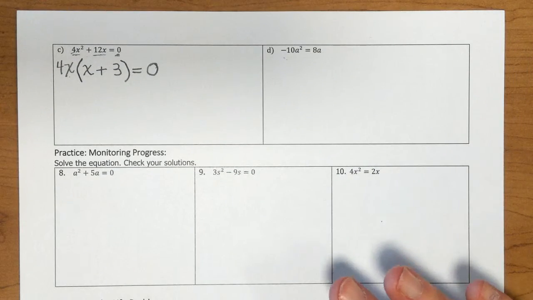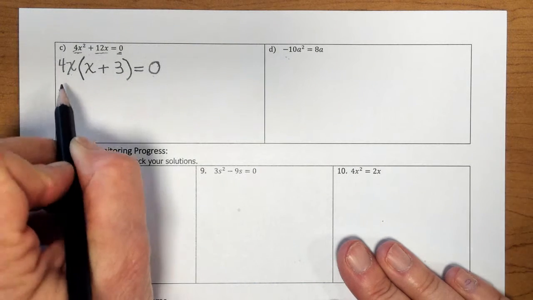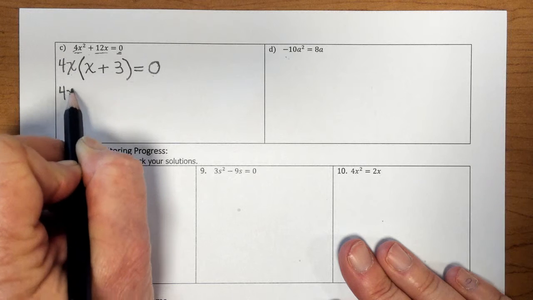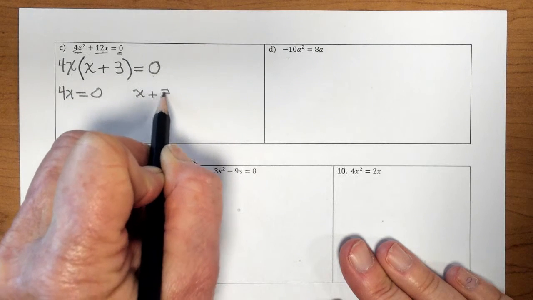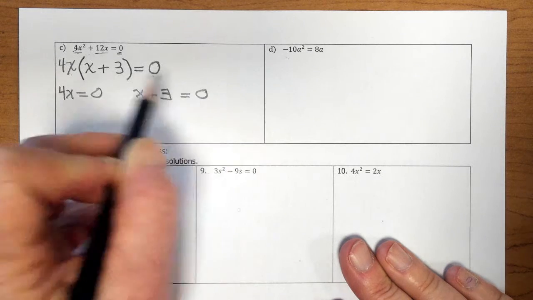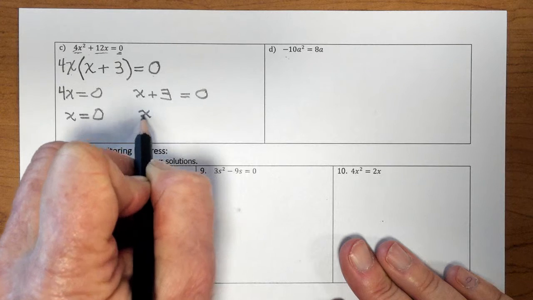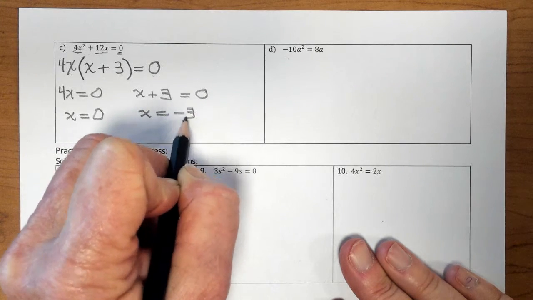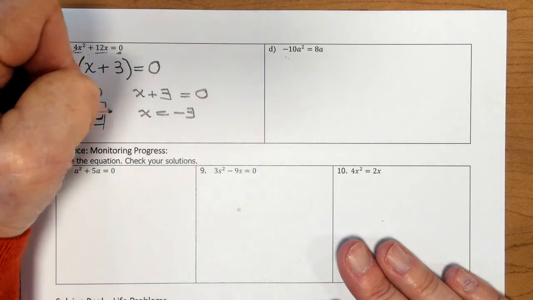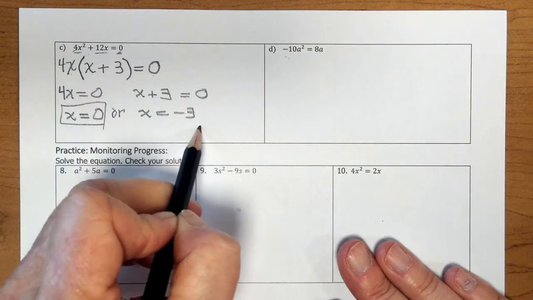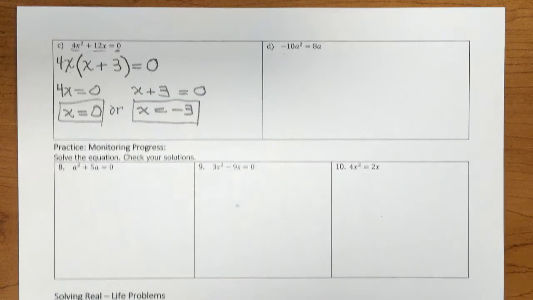So now I'm going to continue to solve, because I need to solve. So what do I do? I set each factor equal to 0. Continue to solve for x. And I get that x is equal to 0, or x is equal to -3.